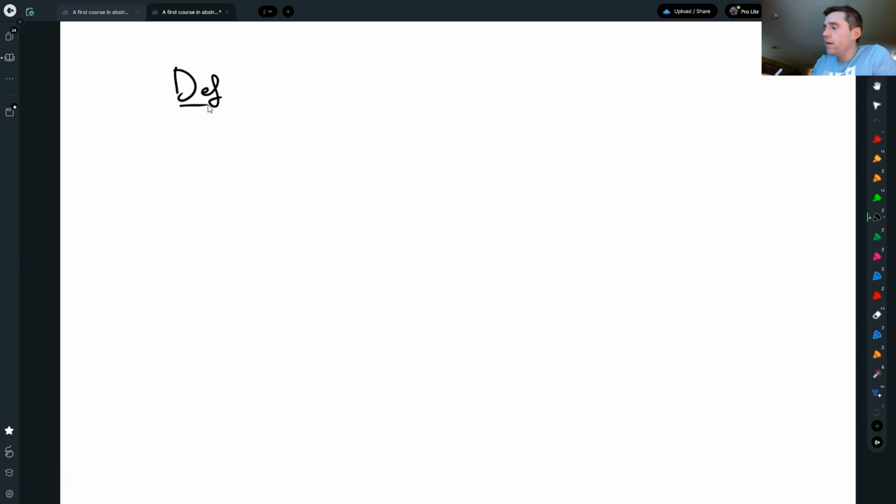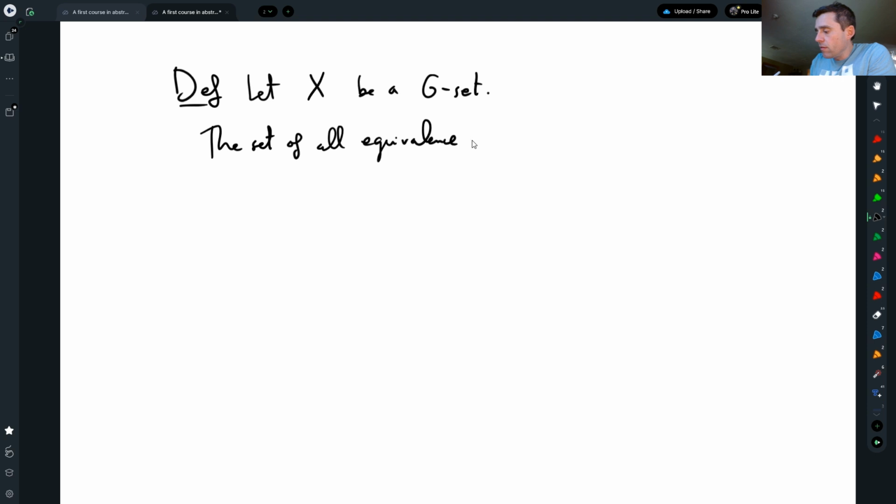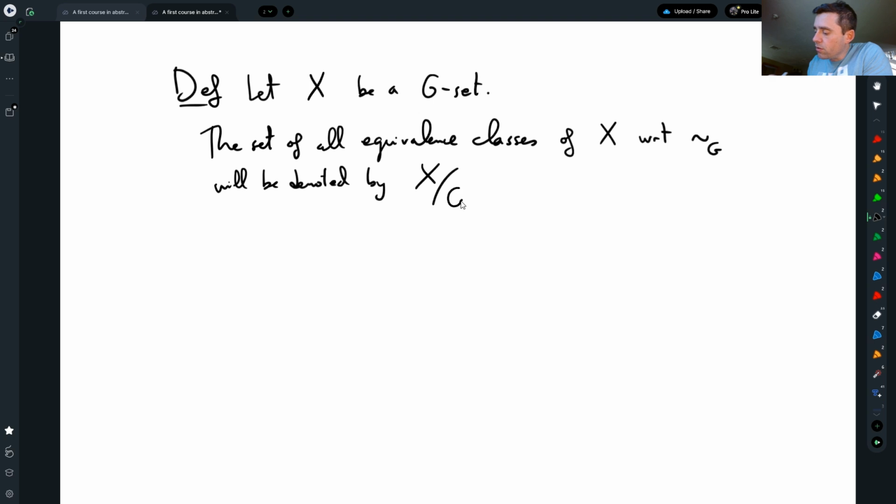So let's define that. Let X be a G set, so a set X with an action of G. The set of all equivalence classes of X with respect to these G equivalences will be denoted by X modulo G, or X modulo G equivalence, or simply X modulo the equivalence for the set of equivalence classes.